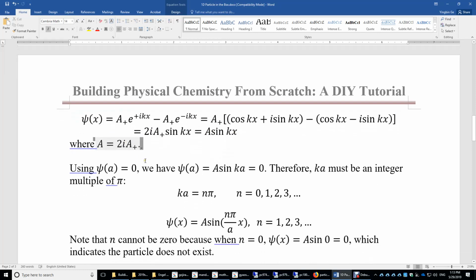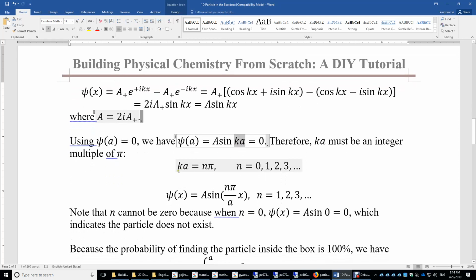And the second boundary condition is psi of a is 0. Again, at x equals a, the wave function must be 0 to ensure the wave function is continuous at this boundary. Therefore, psi of a is 0, therefore A times sine ka is 0. If A times sine ka is 0, we know ka will have to be an integer multiple of pi. It can be 0 pi, 1 pi, 2 pi, 3 pi, and so on. So therefore, we say ka equals n pi, and n is 0, 1, 2, 3, and so on.